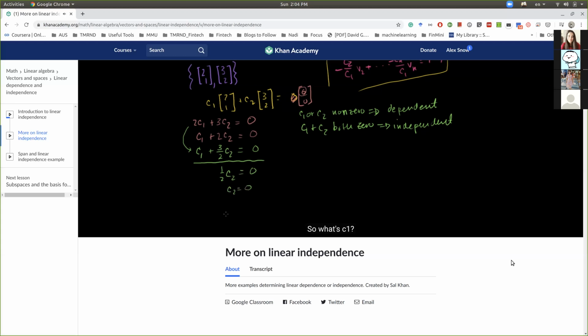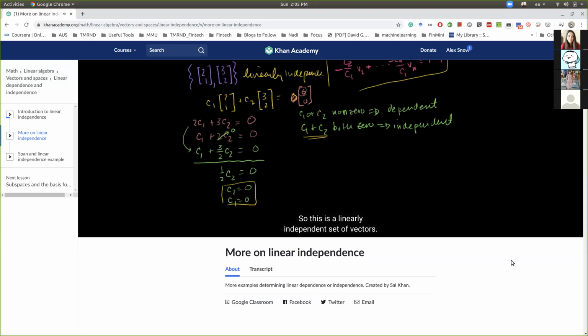So what's C1? Let's just substitute this back in. C2 is equal to 0, so this is equal to 0. So C1 plus 0 is equal to 0. So C1 is also equal to 0. We could substitute it back into that top equation as well. So the only solution to this equation involves both C1 and C2 being equal to 0. So they both have to be 0. So this is a linearly independent set.